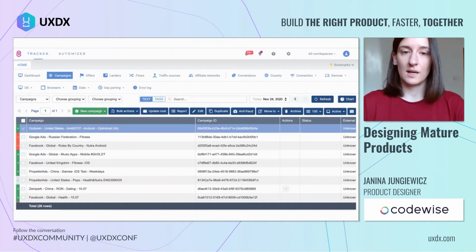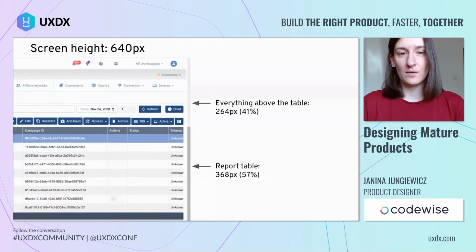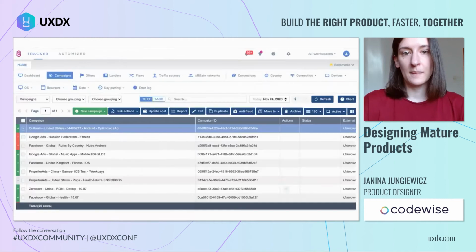And as the table has been the centerpiece of Volume and the product grew bigger in features, all the new additions had their button representation added above the report table with data. To give you an example of what this means to our users, let's assume that we have a screen that is 640 pixels in height. And the table in this example is around 57% of the whole screen. So far, so good. It's not the best, but it is okay for our users.